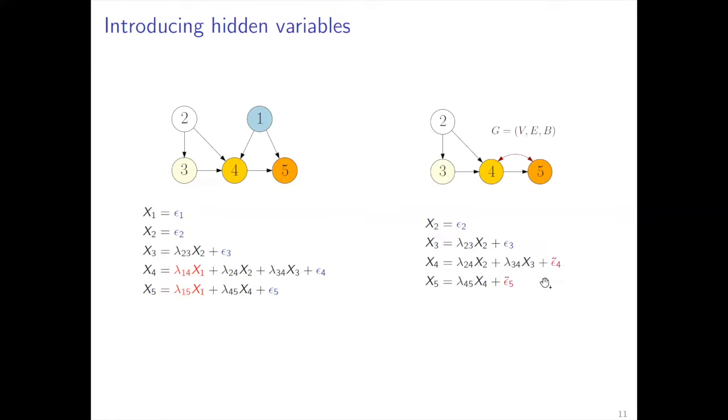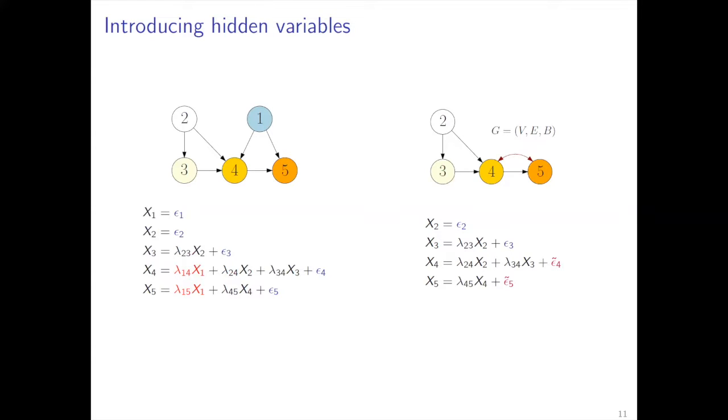Now, again, epsilon 2 and epsilon 3 are independent. They're also independent of epsilon 4 and epsilon 5, but epsilon 4 and epsilon 5 are dependent on each other. And we encode this with this bidirected edge, so it's kind of pointing with two arrows to 4 and 5, and the graph has vertices V, directed edges E, and bidirected edges B. This is a very common way to denote the situation.